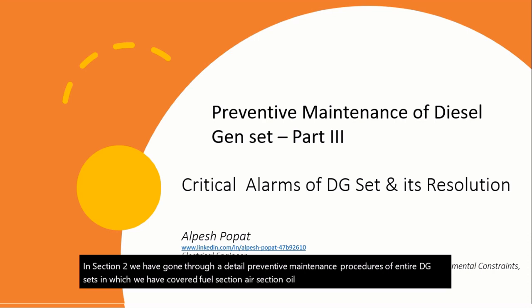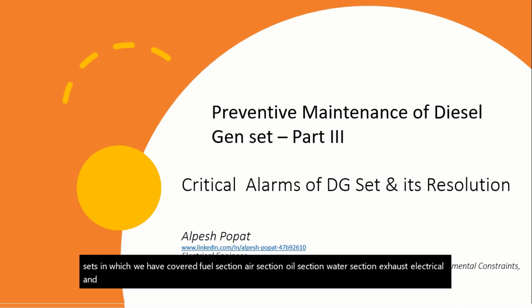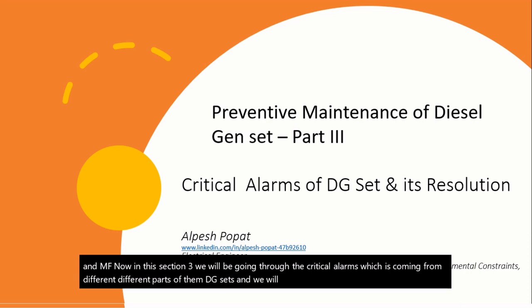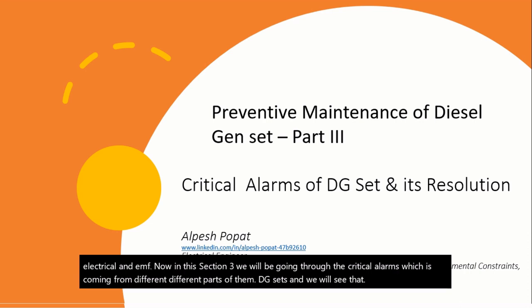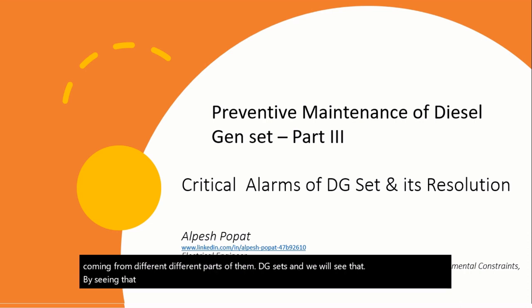Now in this section 3 we will be going through the critical alarms which come from different parts of the DG sets, and we will see that by seeing the alarm text or alarm code, how we are going to take the actions and what exact action is expected from the operator.